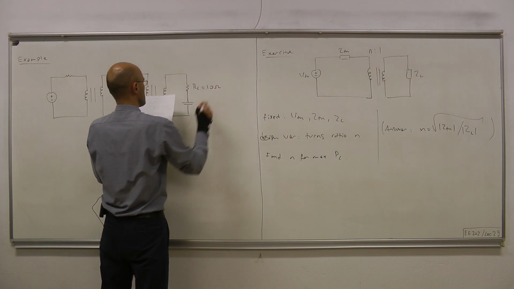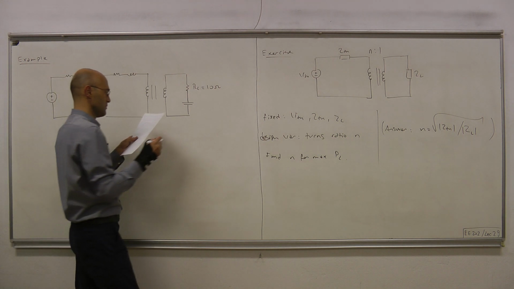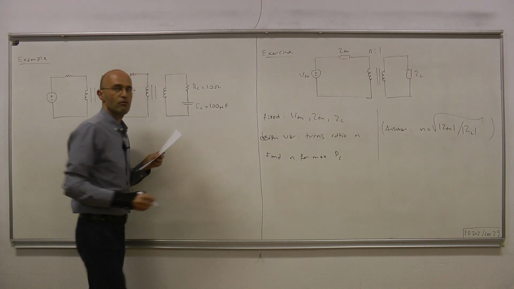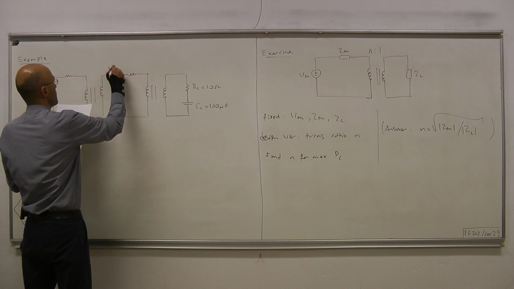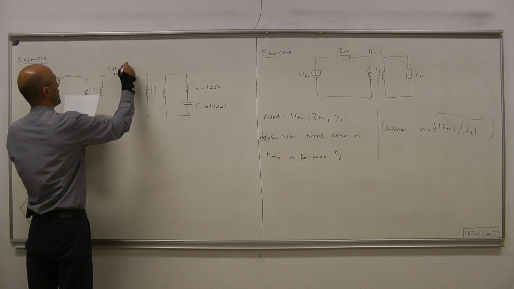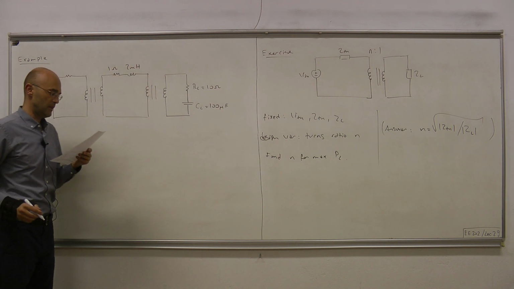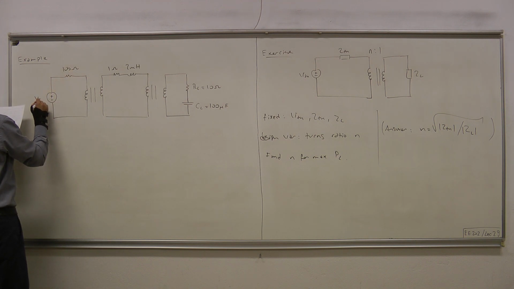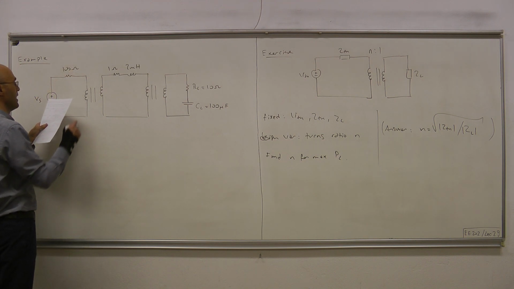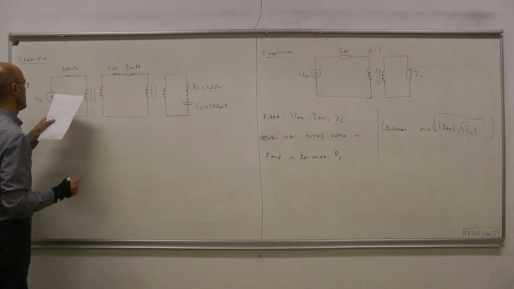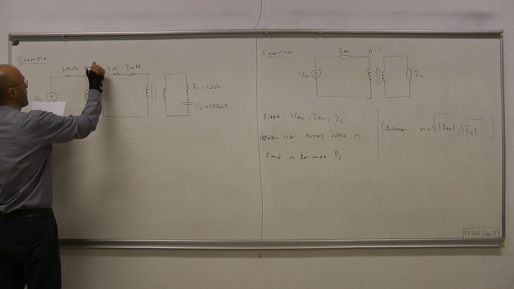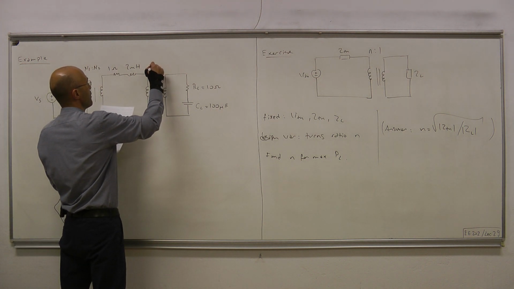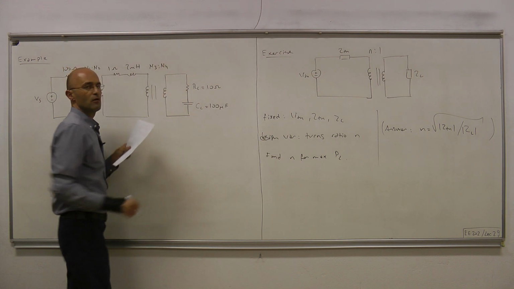RL is 10 ohms, so that's the load resistance, and CL is 100 microfarads. This resistor here is 1 ohm, and this inductance is 2 millihenries, and here we have 100 ohms. This is the source voltage, and we have two sets of transformers. The ratio is given as N1 to N2 for this one, and N3 to N4 for the other one.